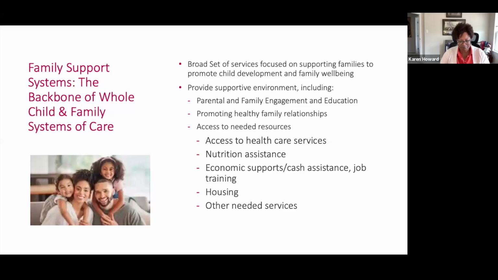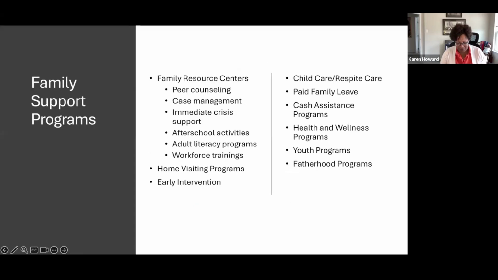Next slide, please. I wanted to give you an idea of a couple different core components of family support programs.